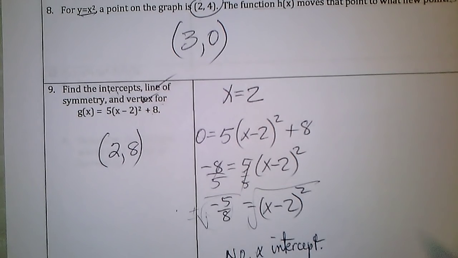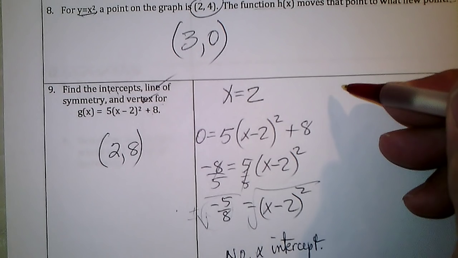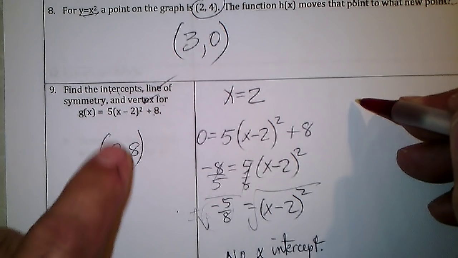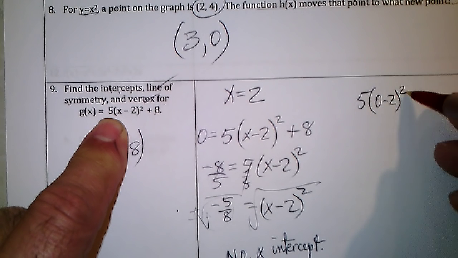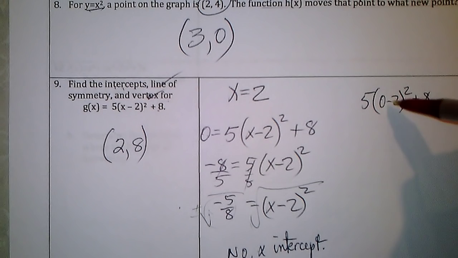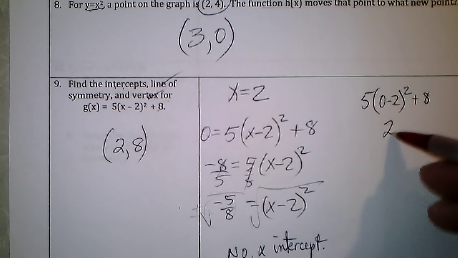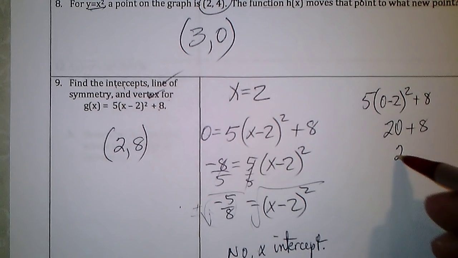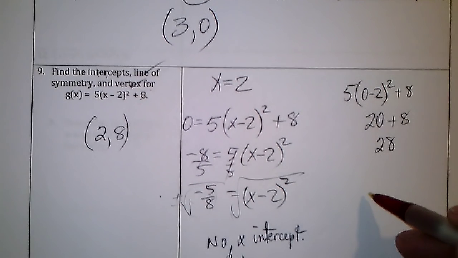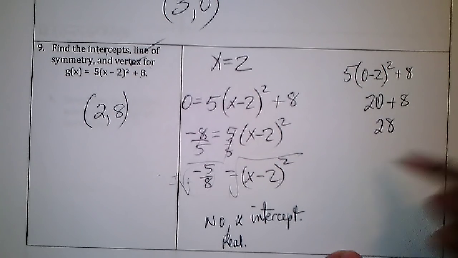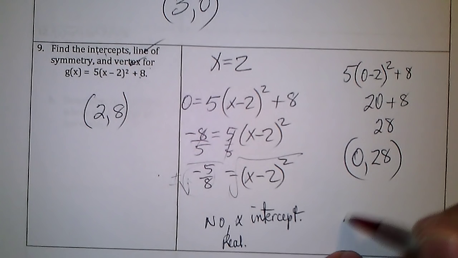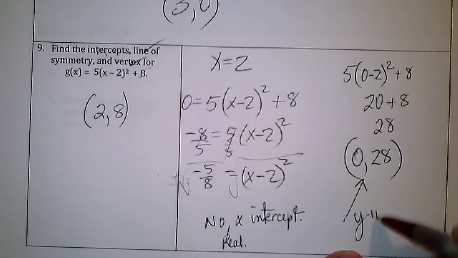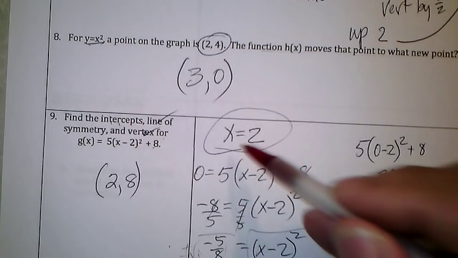There are imaginary ones. And what's the y-intercept? Well, it's not 8. You put 0 in for x, and you get 5 times (0 minus 2) squared plus 8. Minus 2 squared is 4, times 5 is 20, plus 8, 28, but that's not the intercept. The intercept's a point, so I put in 0 for the x and got 28. So there's the y-intercept. The line of symmetry, the vertex, and no x-intercepts.